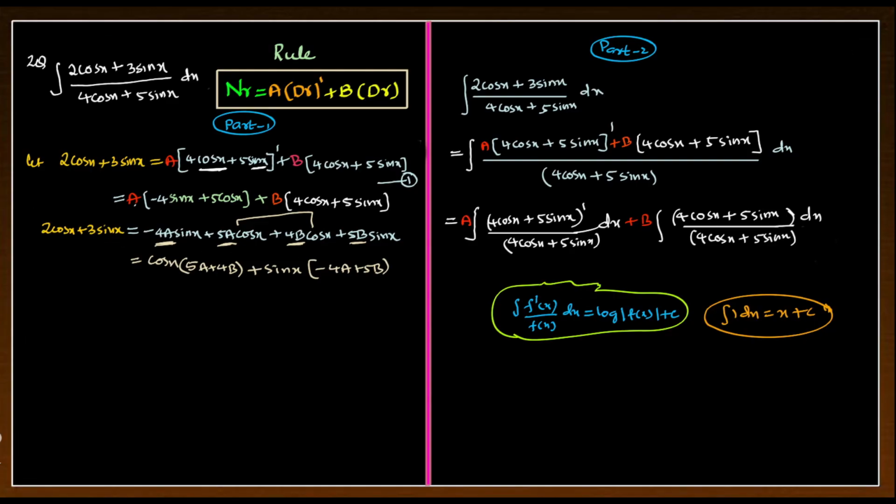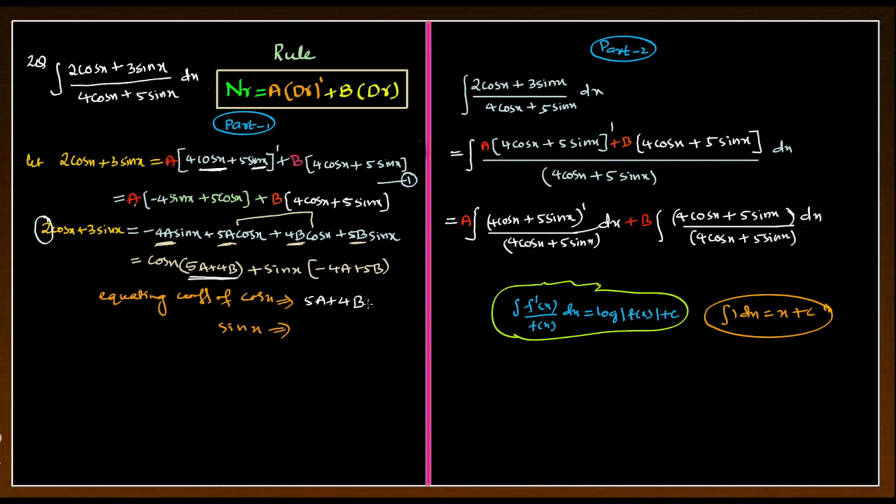Now equating, or comparing, both sides, the coefficients of cos x and sin x. So you will get two equations in two variables, that is A and B. If you compare both sides, the coefficient of cos x on the right side is 5a plus 4b. And the coefficient of cos x on the left side is 2.